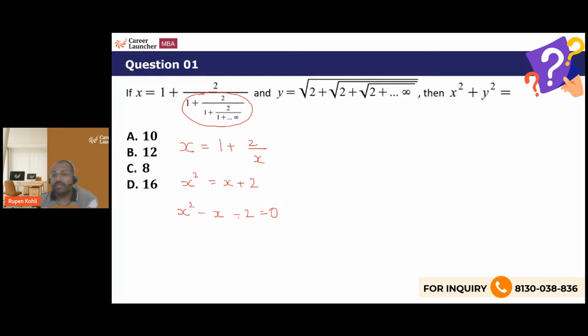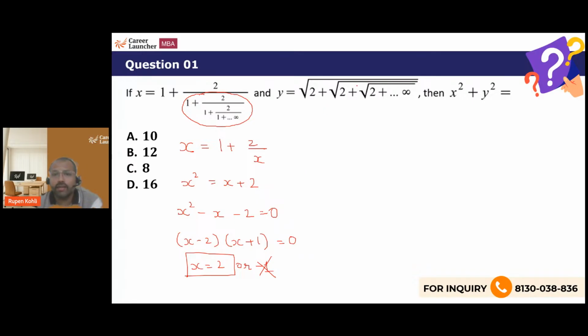Now does this have a factorization? Yes. Easily we can see that this is x minus 2 into x plus 1, right? So now x is either 2 or minus 1 from here, but if I look at x, it is obviously a positive number. Because it is 1 plus another number which is clearly a positive quantity, 2 over 1 plus 2 over. So obviously minus 1 is an erroneous value, something that we have to reject over here, because we know that in quadratic sometimes we get a wrong answer. So x is obviously 2.